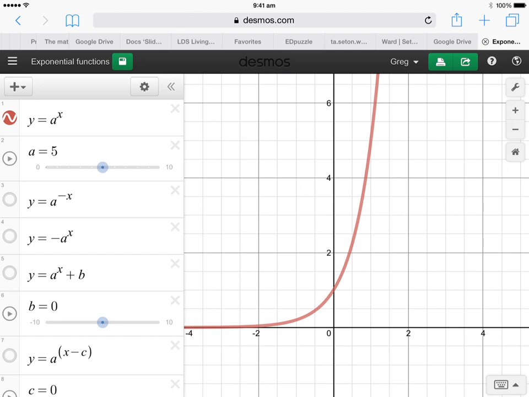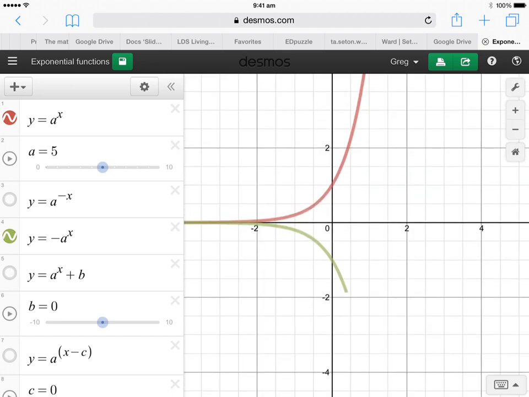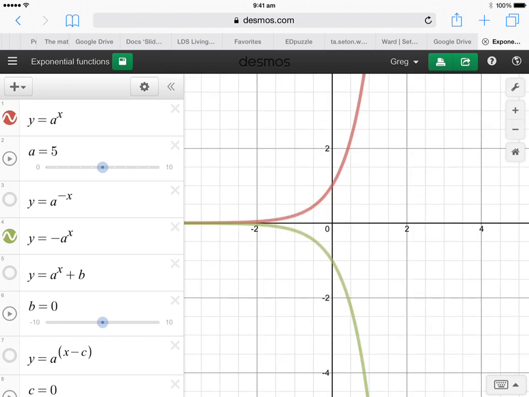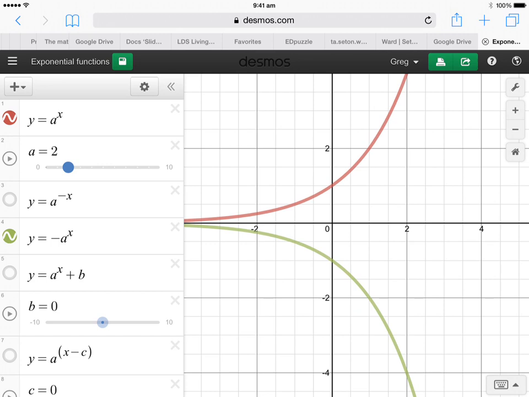Okay, what if we put a negative at the front before the power? So y equals negative a to the x. This now gives us a reflection in the x-axis. Okay, so there is 2 to the power of x and negative 2 to the power of x. So there's our first two reflections: reflection in the y-axis, reflection in the x-axis. Okay, this is another easy one.